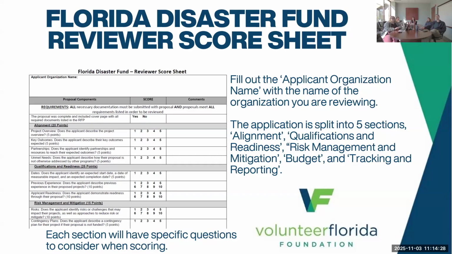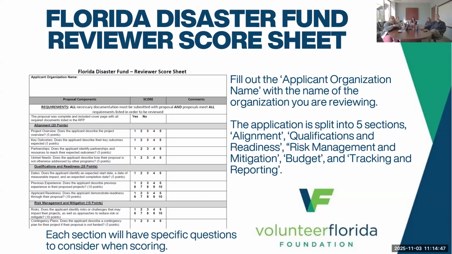Again, they are split up into sections, and the application itself is split up into the same sections. So it'll be easy to match the questions posed in the reviewer score sheet with the questions posed in the actual application. Each section will have those specific questions to consider when you're scoring.